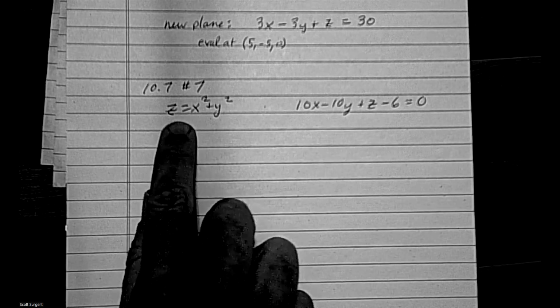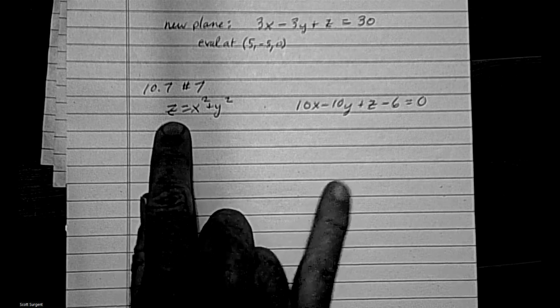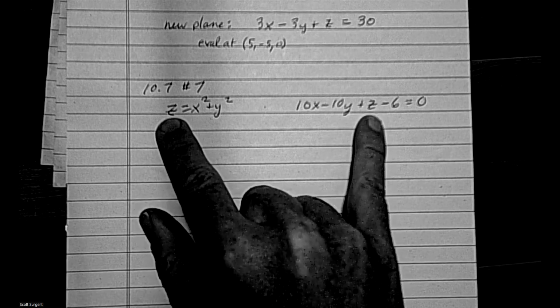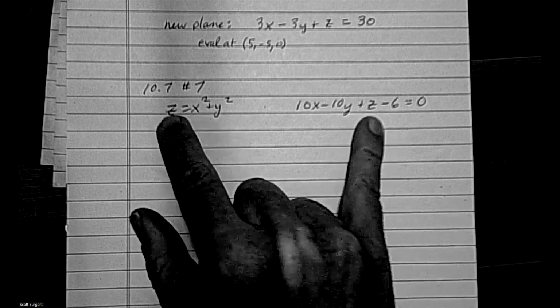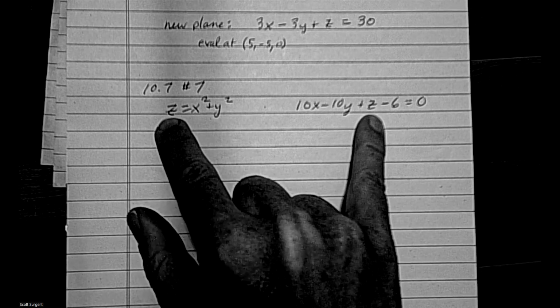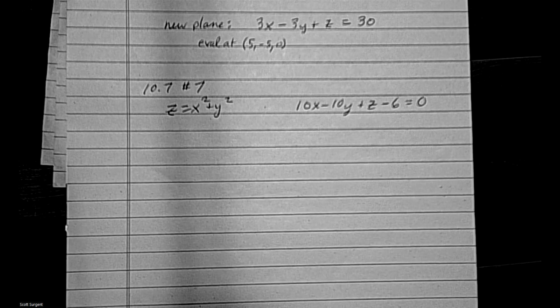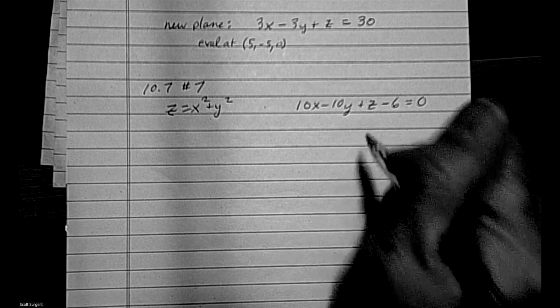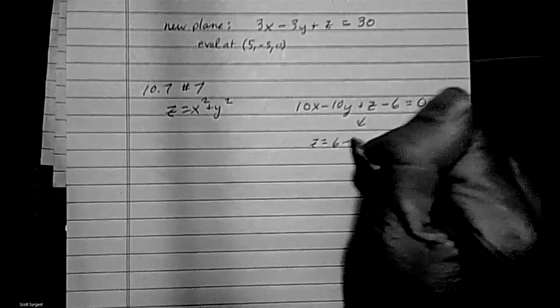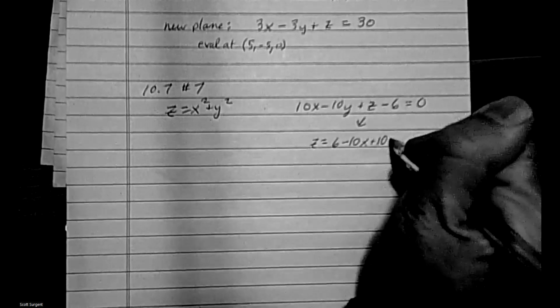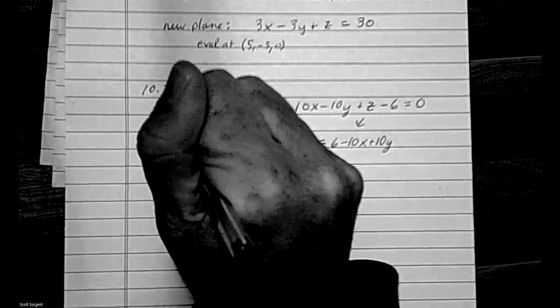So you look at these two things and you're trying to find where they intersect. You notice that they both have single z's. Because these have quadratics for x and y, I wouldn't want to mess with those. But these both have single z's, so it makes sense to make a substitution. So I'm going to solve for z on this one. I'm going to bring everything to the right side. I get 6 take away 10x plus 10y. And then I'm going to plug that in up here.